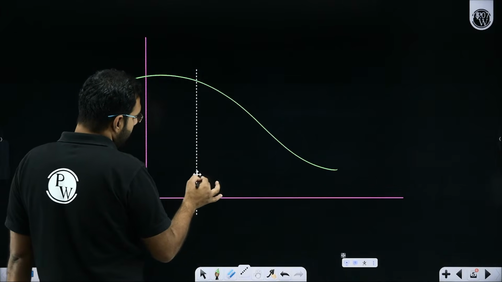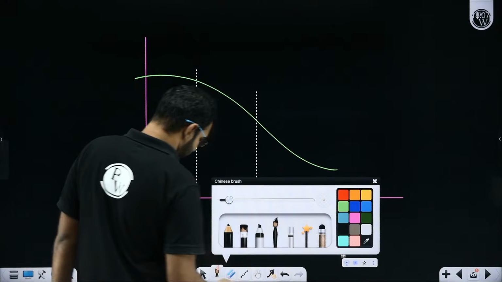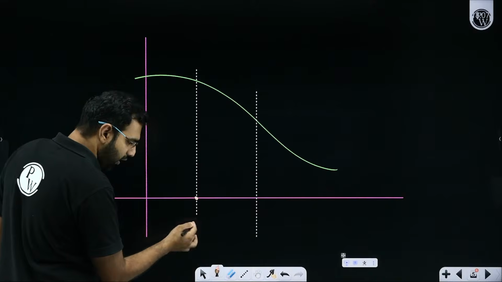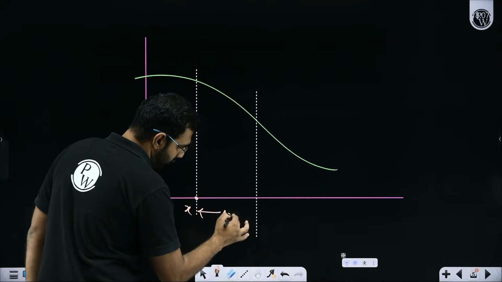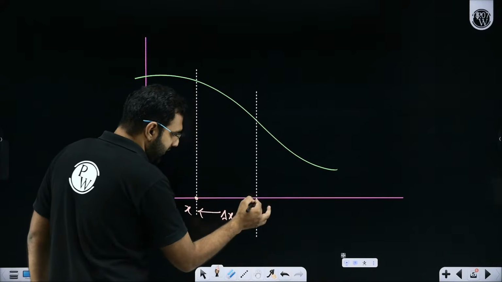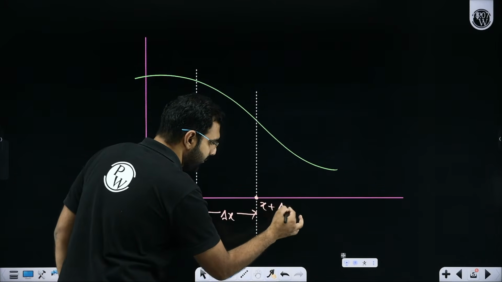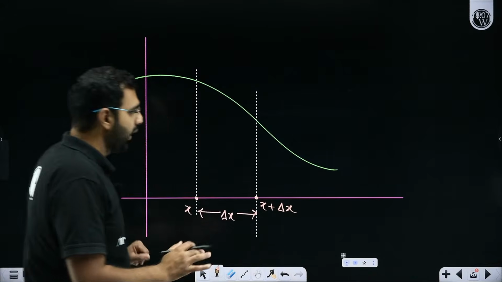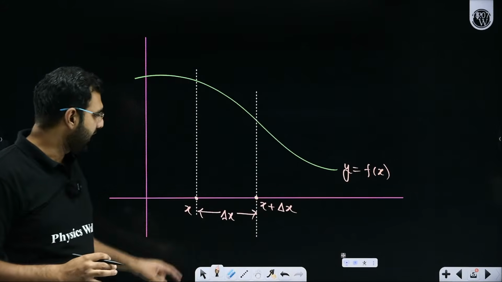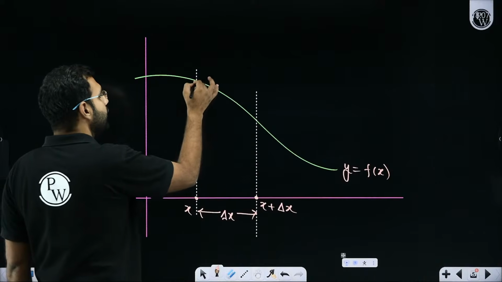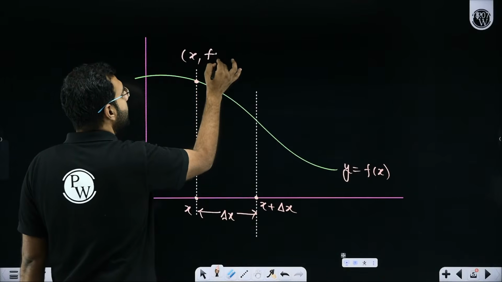And just a little further distance away from this point, there is one more point, which is x plus del x. I repeat, let's say this point on the x-axis is a or x, whatever you wish to call it. Let's call it x. And this point, del x distance away on the rightward side of the x-axis, will be x plus del x, where this is a curve y is equal to f(x). So the x coordinate of this point is x, and the y coordinate here will be f(x). So this point's coordinates will be (x, f(x)).